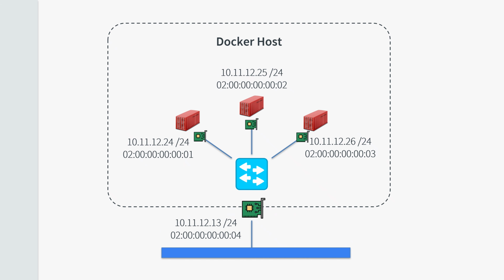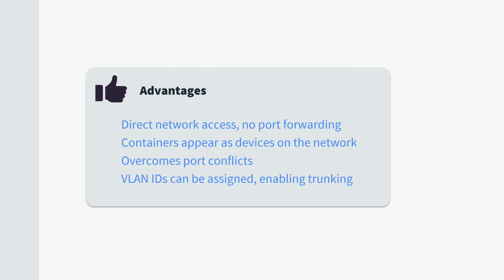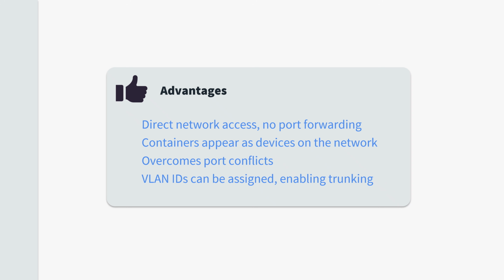This is a bit like having a virtual layer 2 switch inside the Docker host, connected to the external upstream switch. Containers also get unique IP addresses. However, these must be in the same subnet as the Docker host. There are some advantages and disadvantages to this network type.